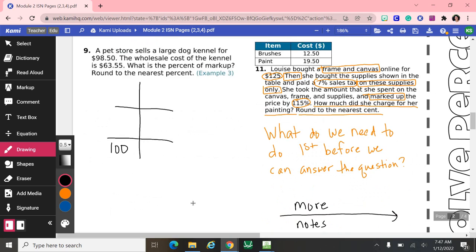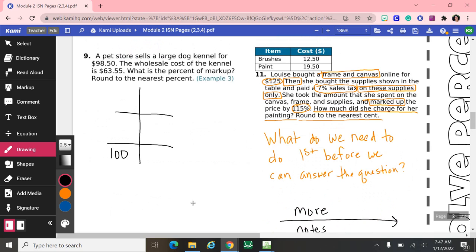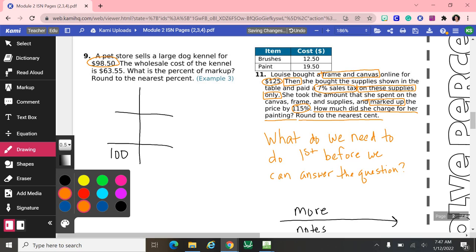Number 9, hopefully there's no more malfunctions. Number 9 says a pet store sells a large dog kennel for $98.50. The wholesale cost of the kennel is $63.55. What is the percent of markup? Oh, this one is asking something a little bit different. What is the percent of markup?